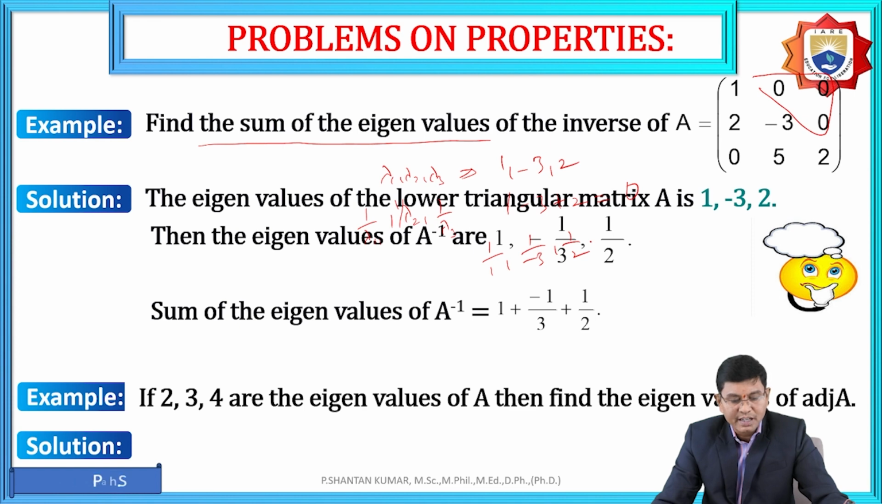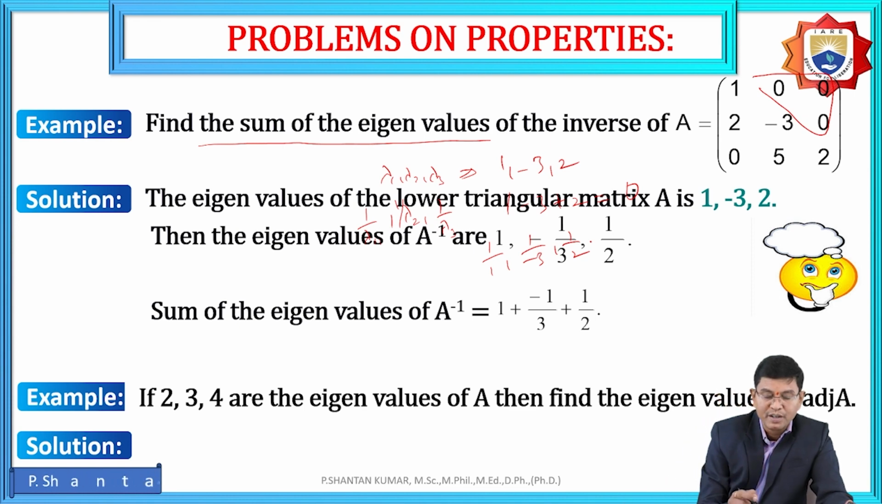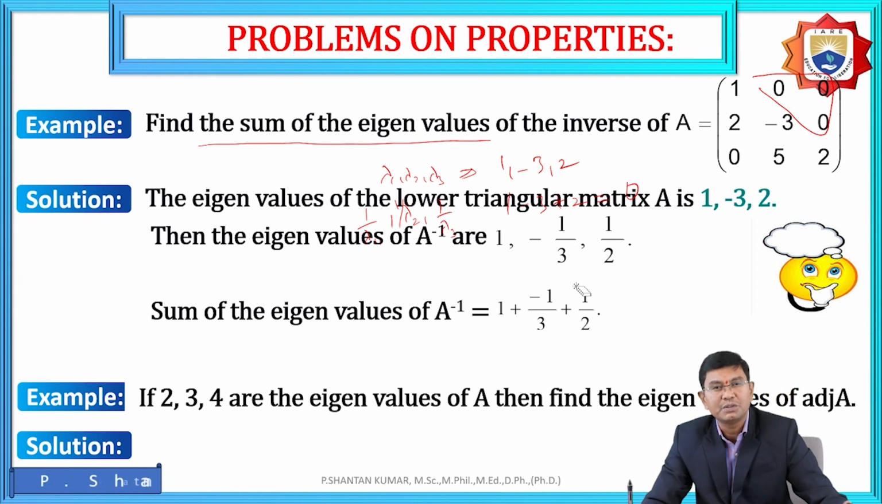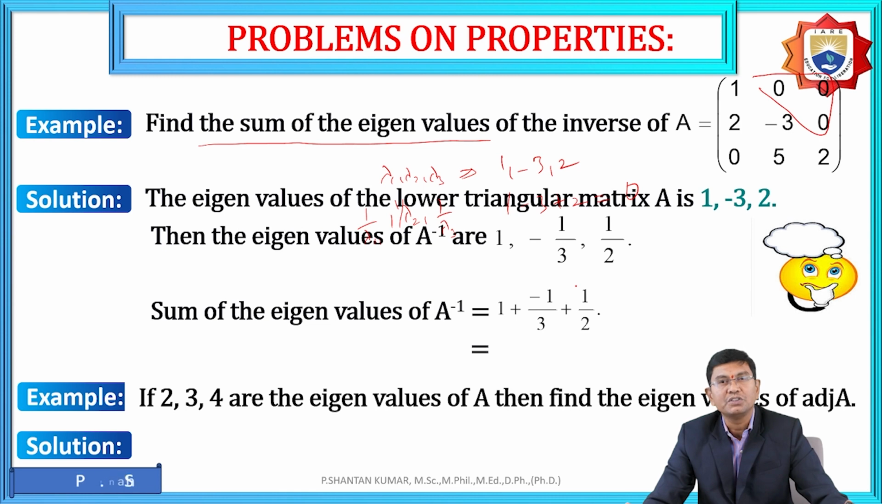Find the sum of the eigenvalues of the inverse. They are not asking to find the inverse of the eigenvalues, but directly the sum of the inverses of the eigenvalues. Based upon the inverses of the eigenvalues we computed, we need to add them: 1 plus minus 1 by 3 plus 1 by 2. The required solution is 7 by 6.